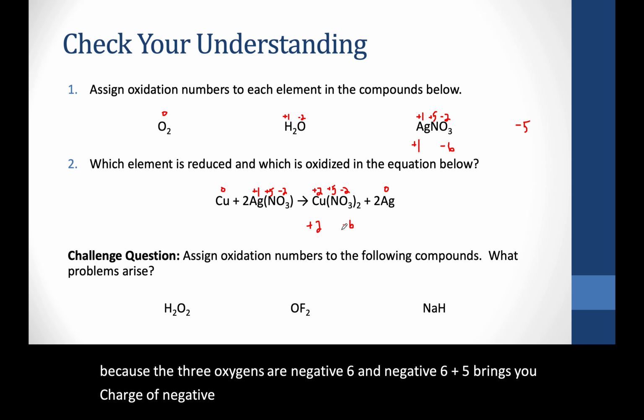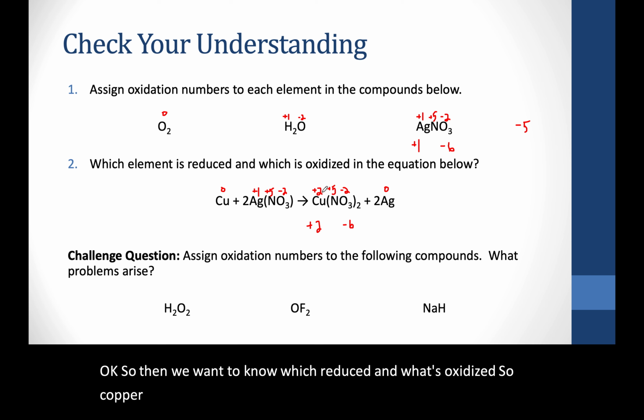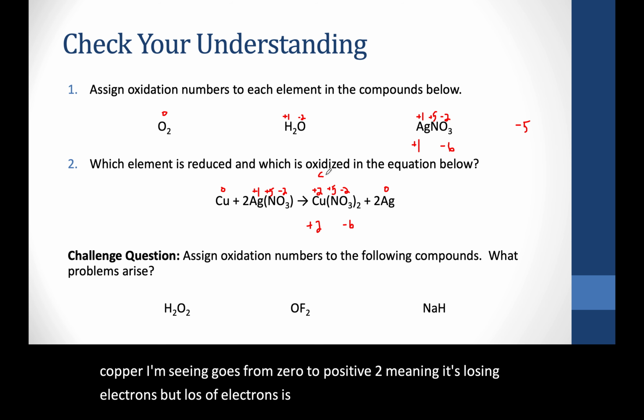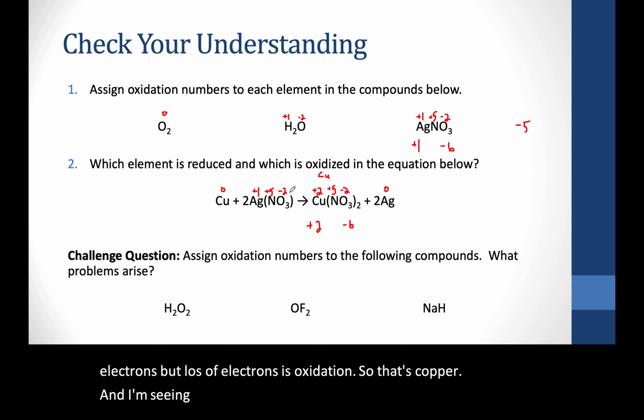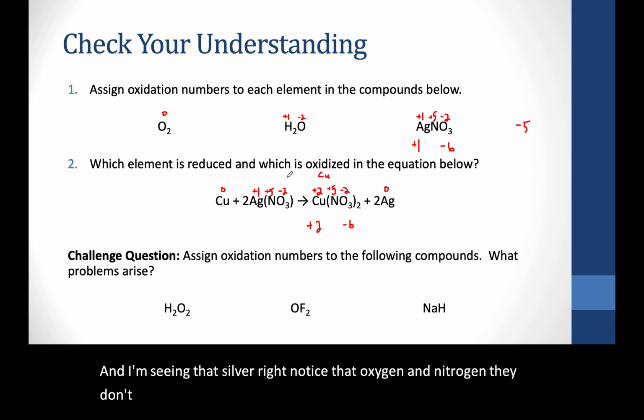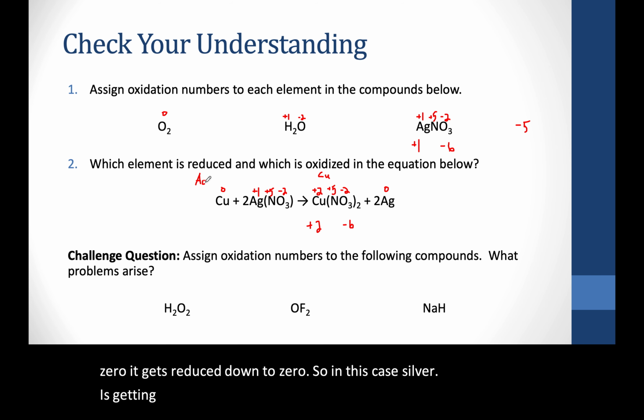Okay, so then we want to know what's reduced and what's oxidized. Copper goes from 0 to +2, meaning it's losing electrons. The loss of electrons is oxidation, so that's copper. And notice that oxygen and nitrogen don't even change: +5, +5, -2, -2. Silver goes from 1 plus down to 0. It gets reduced down to 0. So in this case, silver is getting reduced.